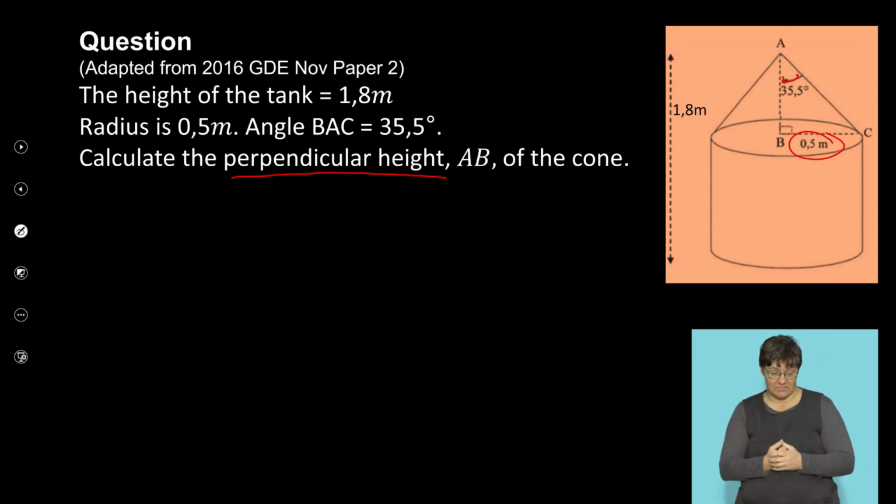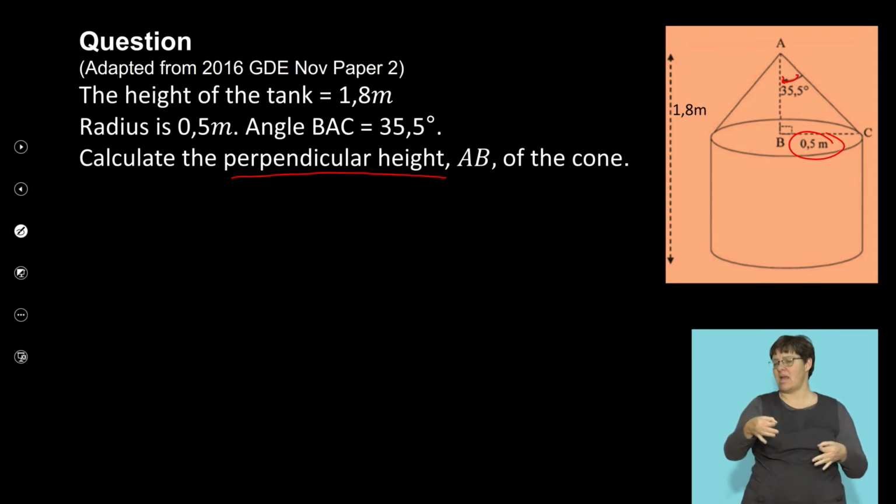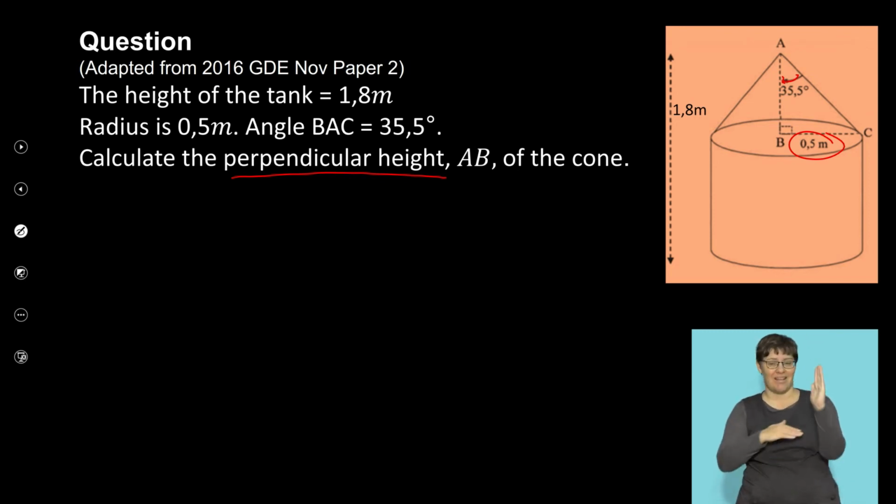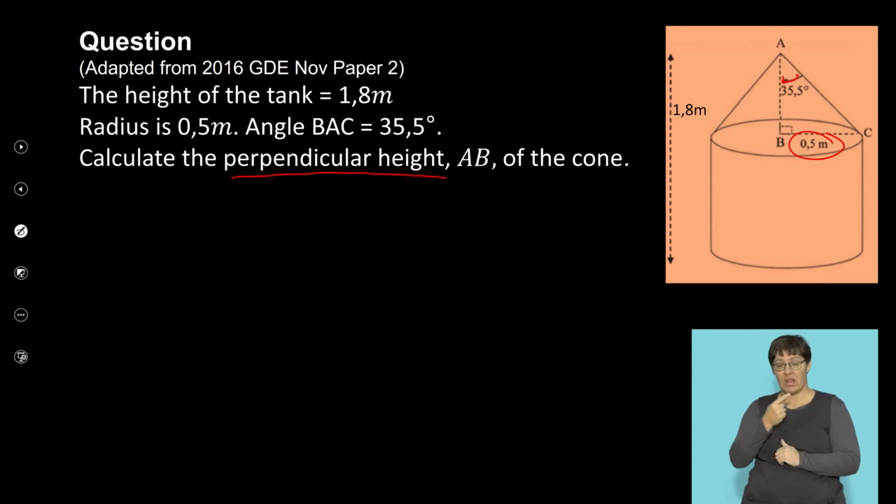It is fairly common, if you look at certain past papers, that trigonometry sneaks its way into measurement, especially with regards to a right-angled triangle, because I know that I can use my trig ratios to find missing sides. So always just a reminder, when I am using trig ratios, I have to label my sides relative to the angle that's given. So I can see that the opposite side is 0,5, the adjacent side is AB, and my hypotenuse is AC. I want to find AB. So I'm looking for my adjacent, and I have my opposite.